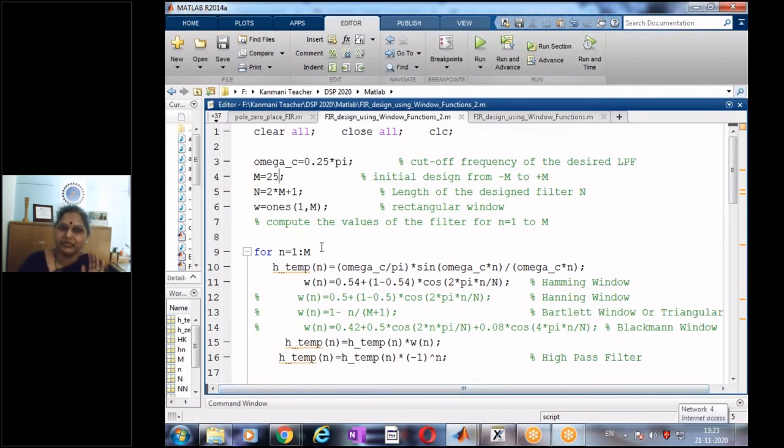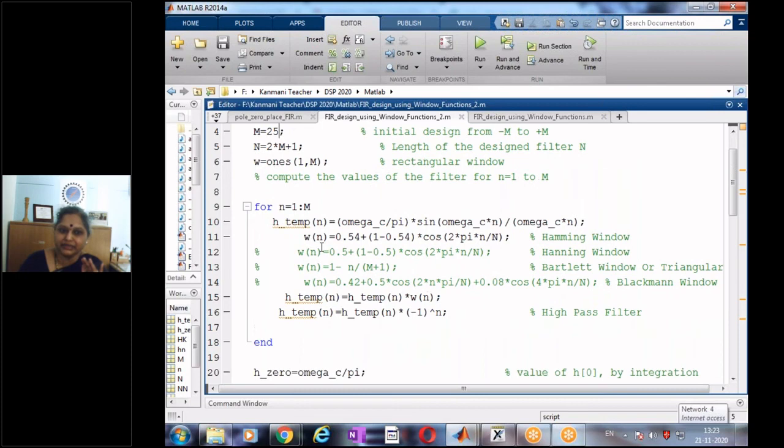So now let me run the same and see what happens if I do not multiply by the alternate terms being negative. So I retain the low pass filter. Let us see now what happens.